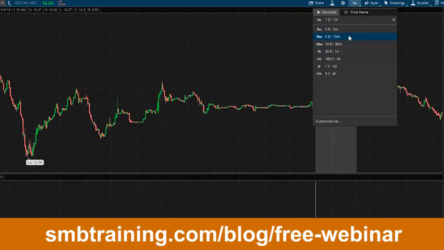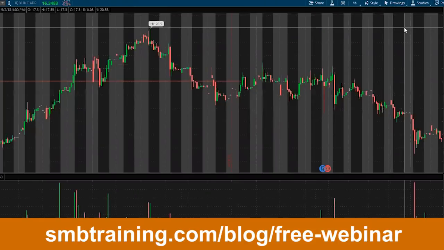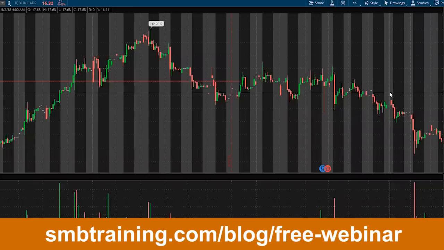So IQ is a recent IPO, the Chinese IPO. The IPO price was $18. A general principle for IPO trading is if the stock is holding above the IPO price, we want to be long. If the stock is holding below the IPO price, we want to be short. So this is a good area of trading.